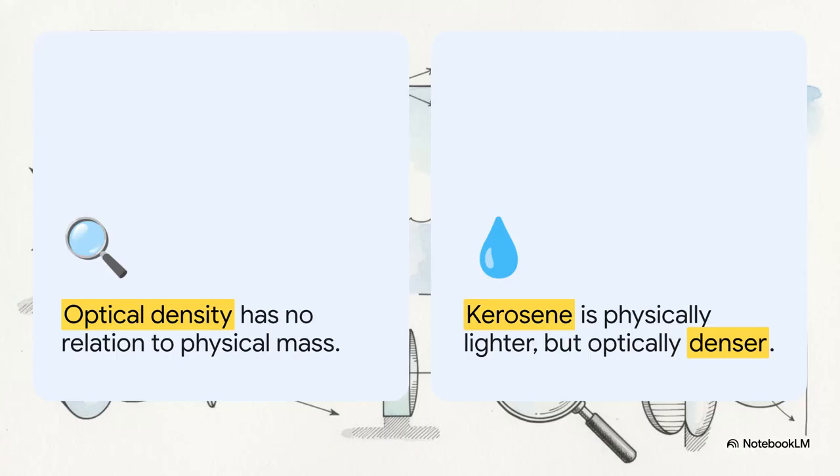Now here's a mind-blowing distinction we need to keep straight. Optical density has absolutely nothing to do with physical mass density. For example, kerosene is physically lighter than water. If you mix them together, the kerosene just floats right on top. But optically, kerosene actually has a higher refractive index than water. So to a ray of light, that floating kerosene is actually thicker and harder to get through than the heavier water beneath it. Crazy, right?